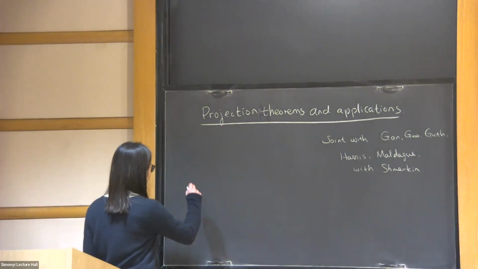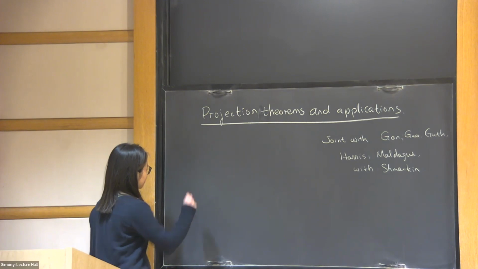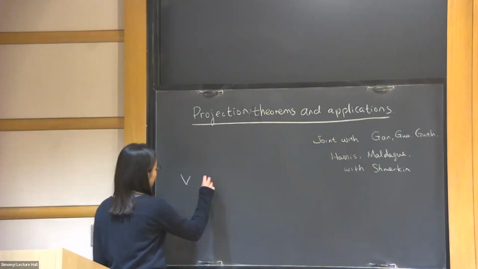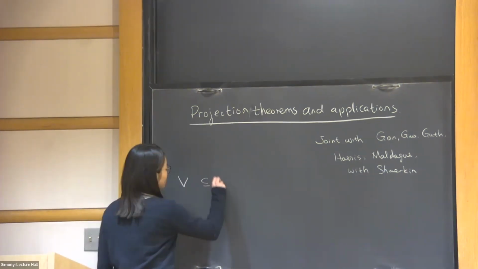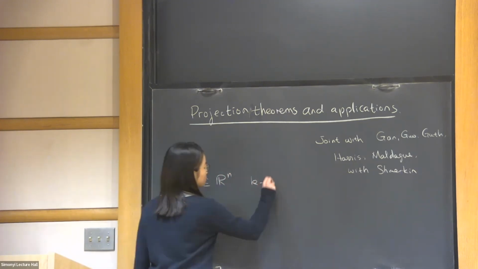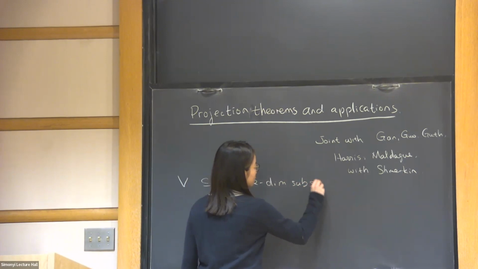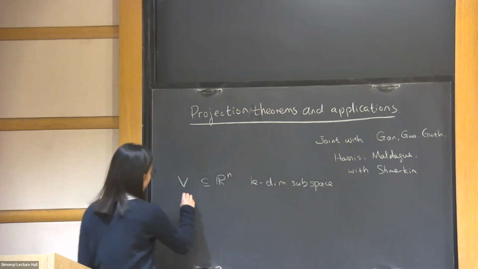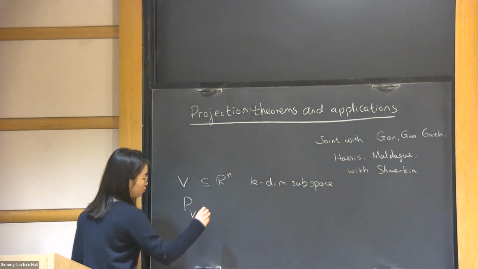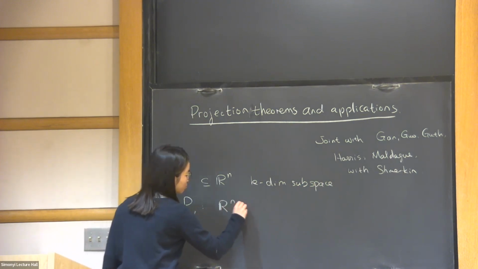So suppose that V is a k-dimensional subspace in R^n. We define P_V as the orthogonal projection of R^n to V.